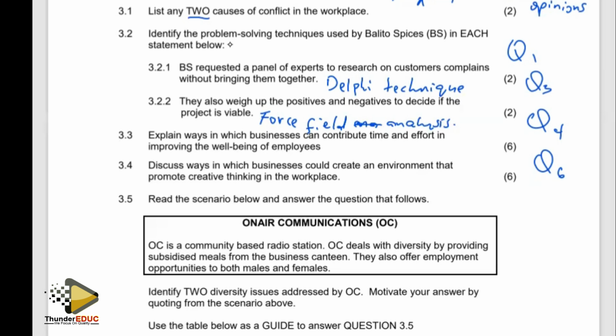3.3. Explain ways in which businesses can contribute time and effort in improving the well-being of employees. Okay, right. So now for businesses to improve the well-being of employees, they should always conduct team building sessions to improve employees' morale and also provide transport for employees who usually work long hours, as well as provide recreational facilities for employees. Okay, right. So one can actually ask why 3 points, it is because 6 marks are given. So now we're saying that here, provide recreational facilities for employees.